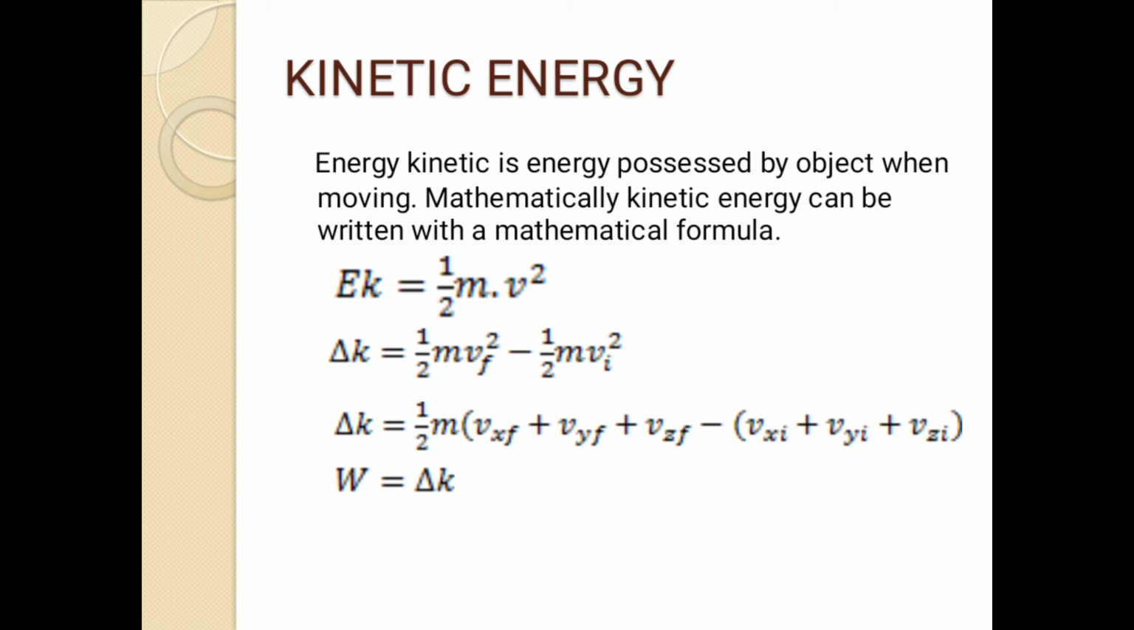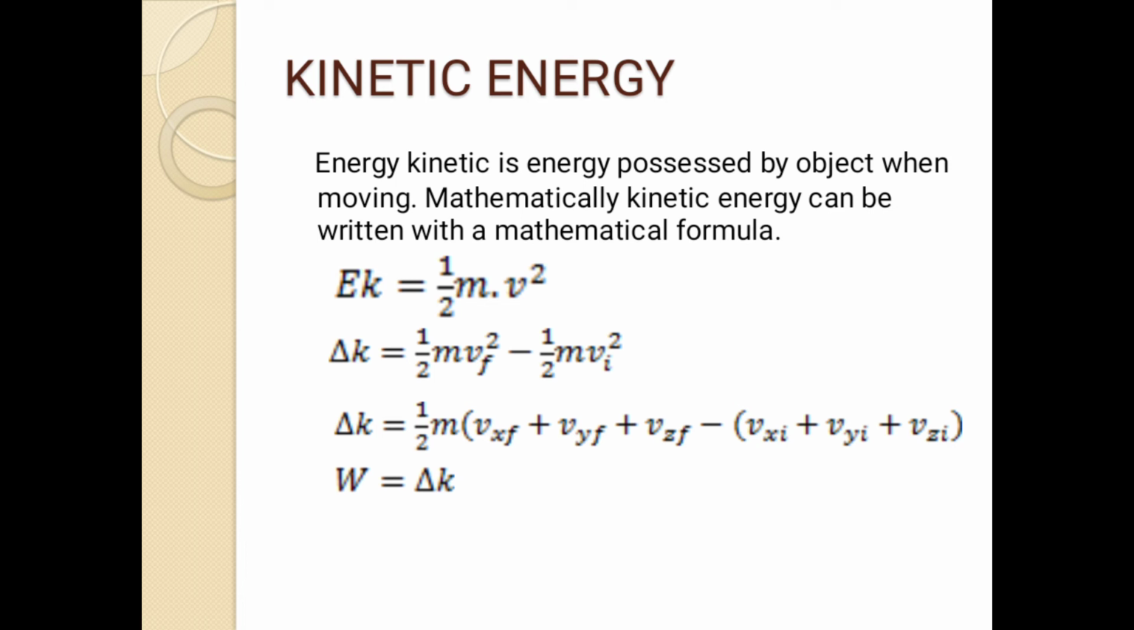If the object is moving in 3 dimensions, delta K equals 1/2 mass times (velocity x final plus velocity y final plus velocity z final) minus (velocity x initial plus velocity y initial plus velocity z initial). This is if the object is moving in 3 dimensions.